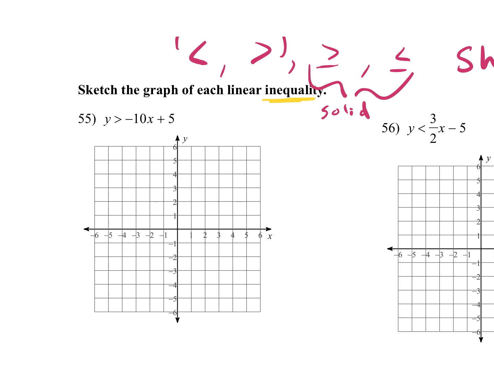So inequalities means that we shade. So we graph it the same way, it just means we have to do that one extra step of shading. So what's my y-intercept here? 5, so I'm going to put a point at 5. And what's my slope? Negative 10 over 1. So that means I'm going to go down 10 to the right 1. So that's my line.